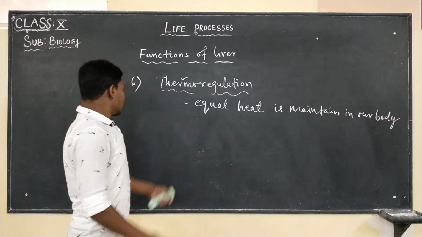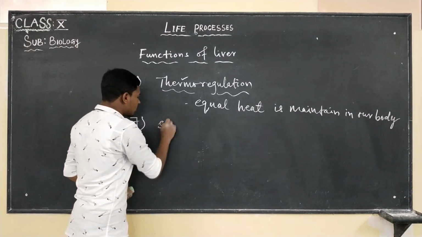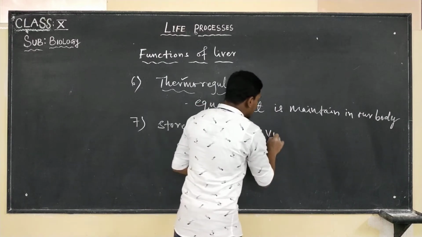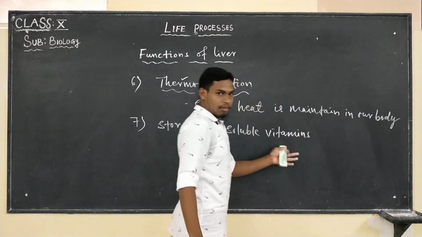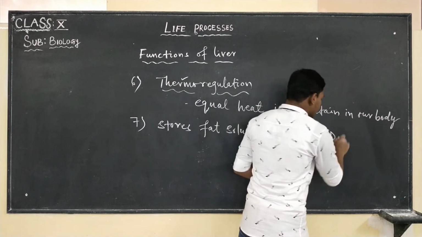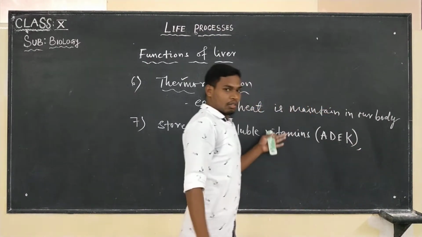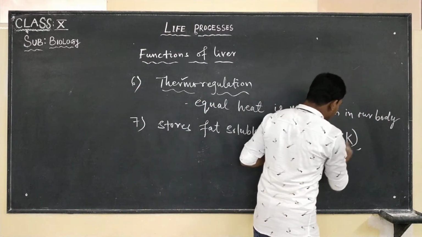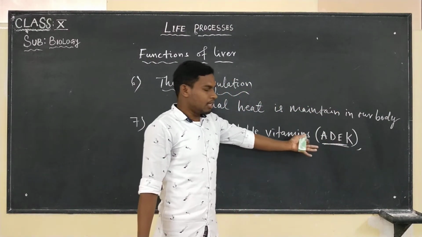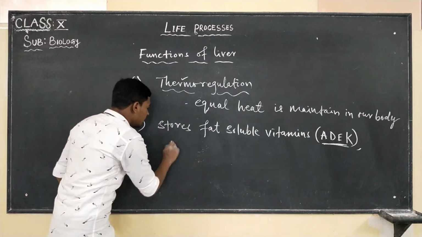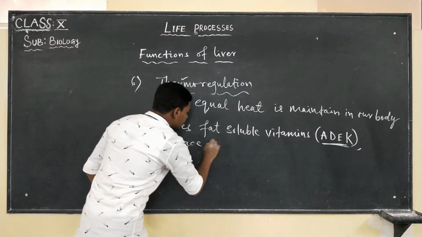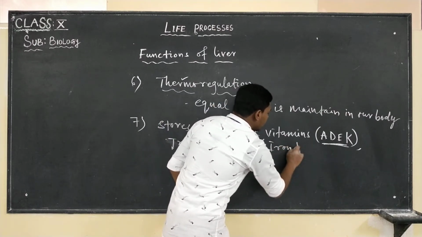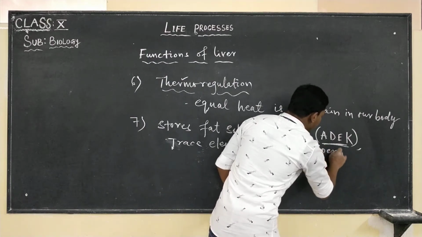And the liver also stores fat soluble vitamins. What are those fat soluble vitamins? They are vitamins A, D, E and K. It also stores trace elements. What are those trace elements? Iron and copper are the trace elements.